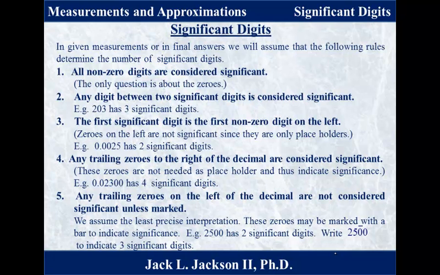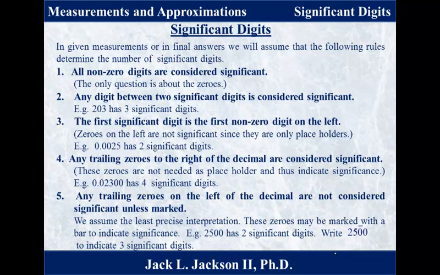Any trailing zeros to the right of the decimal are considered significant. So in other words, any zeros that are on the far right of your number, but they're also to the right of the decimal point, those are considered significant. So they're not needed as placeholders. If you were just to erase those zeros, it would be the same number as a pure number. Okay? So they must be there to indicate significance.